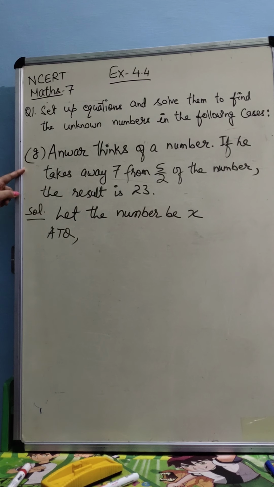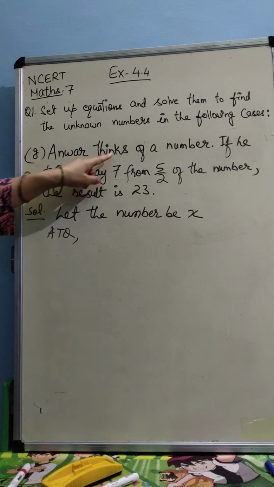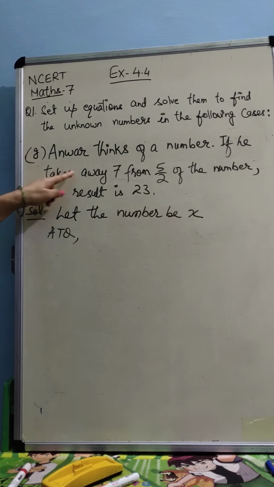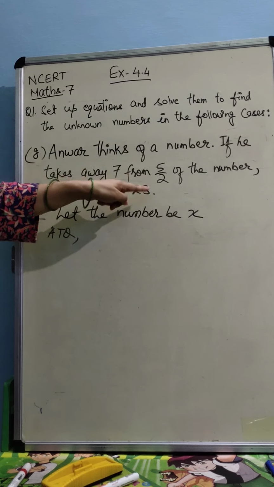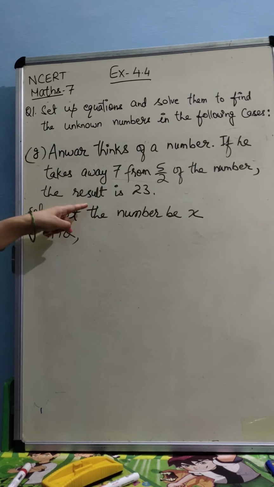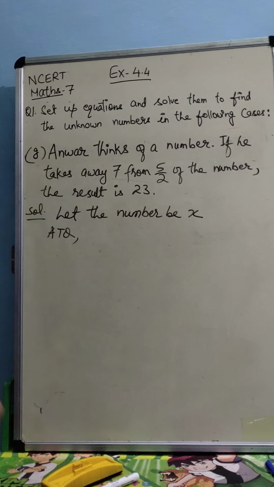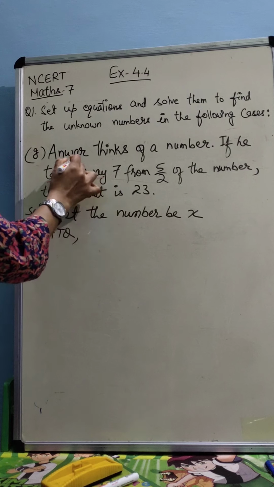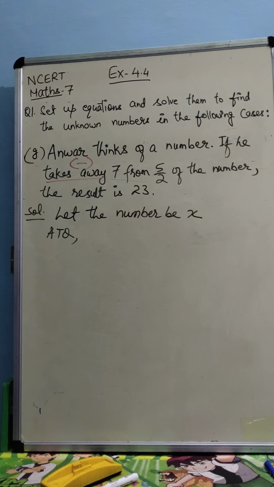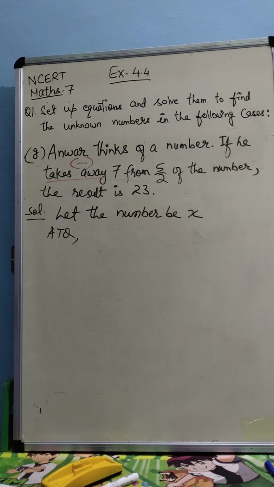Now students, the G part. Unwords things of a number. If he takes away 7 from 5 by 2 of the number, the result is 23. Takes away means minus. Okay, so let the number be x. We can take the number as x.